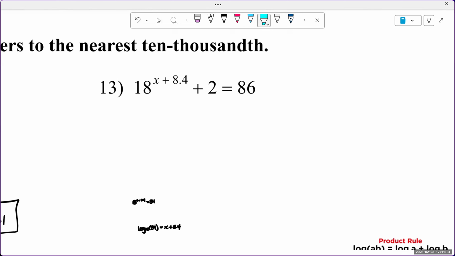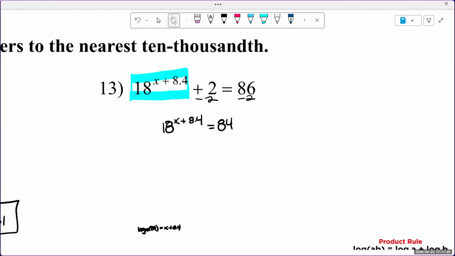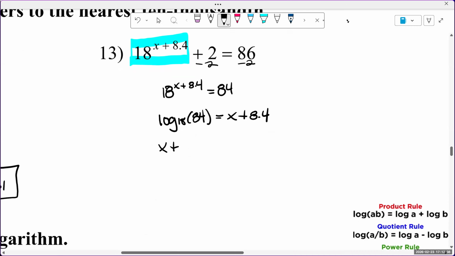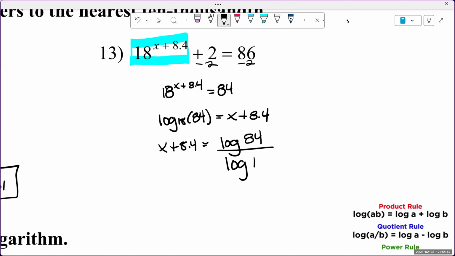Number 18, we need to isolate this exponential part, so we're going to subtract 2 from both sides. So we get 18 to the x plus 8.4 is equal to 84. Now, in order to solve the exponential, we convert from exponent form to log form. Now we do change of base. X plus 8.4 is equal to log of the answer divided by log of the base. Plug that into your calculator.